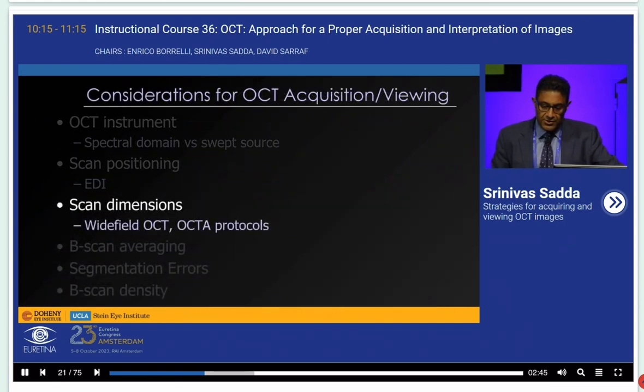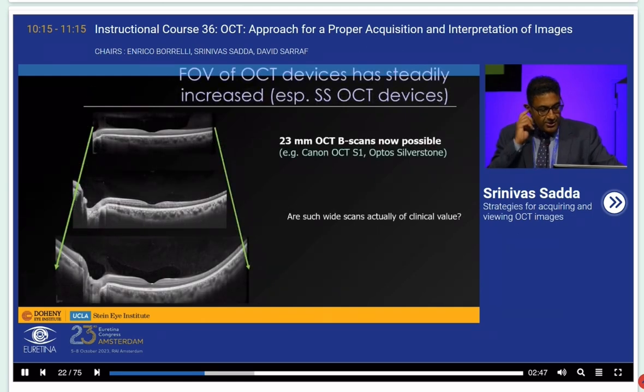Let's move next to scan dimensions, because this was not really much of a choice in the past, but now with newer OCT devices, the field of view has steadily increased, and we have devices that can give us 23 millimeter scans. Some of you might say, well, okay, are such scans actually valuable?